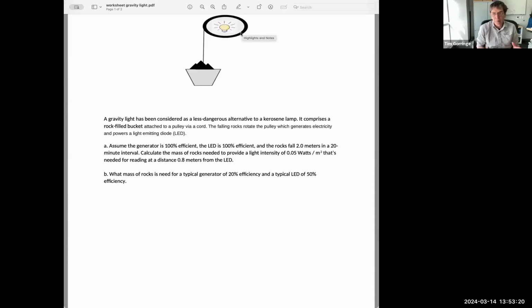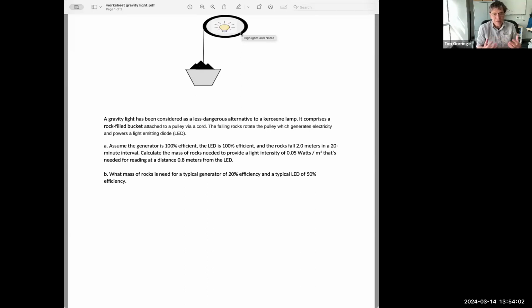Wanted to work through the example, the worksheet of a gravity light. The gravity light seemed like a great idea to replace kerosene lights. It's much safer. In the gravity light, we allow a mass to fall, releasing gravitational potential energy. And through a generator, we turn that into electromagnetic energy, light energy, by which we can read or do other activities. So this question is about this gravity light.